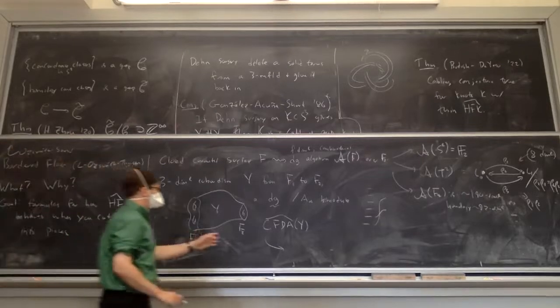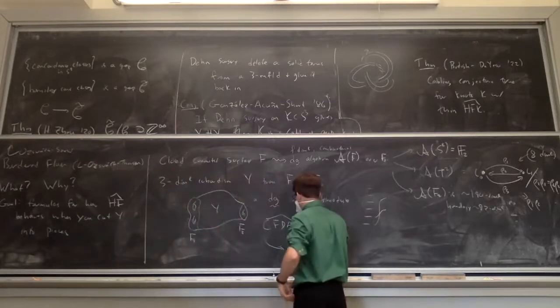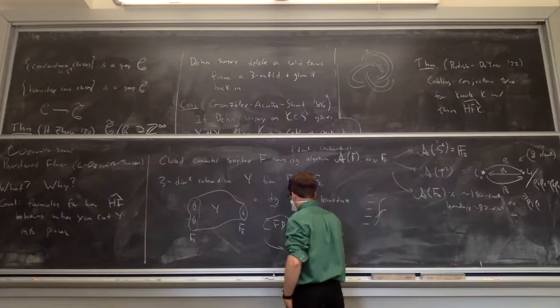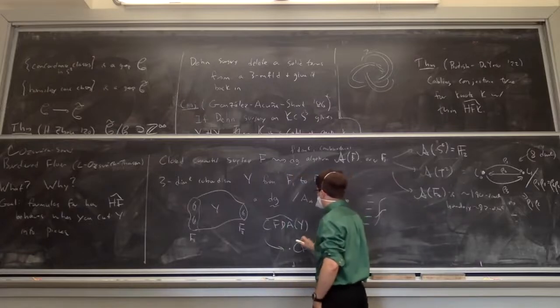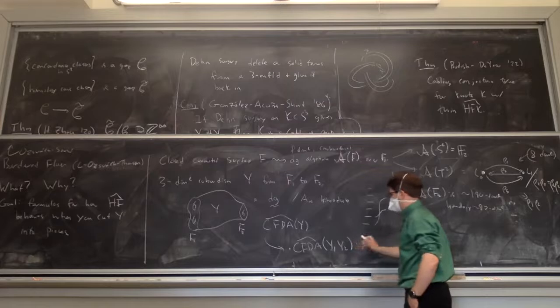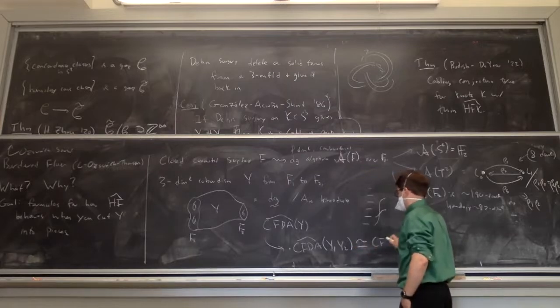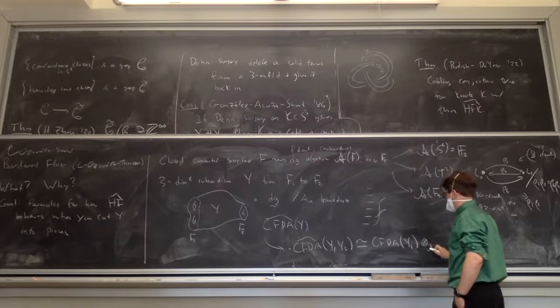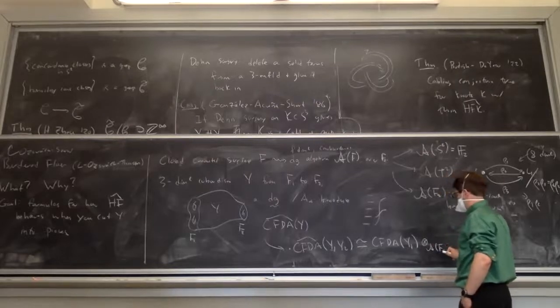Great. And the main property here is that if you compose cobordisms, well, there are two main properties. CFDA of Y1, Y2 is a tensor product. Tensor over A of, yes, of course.